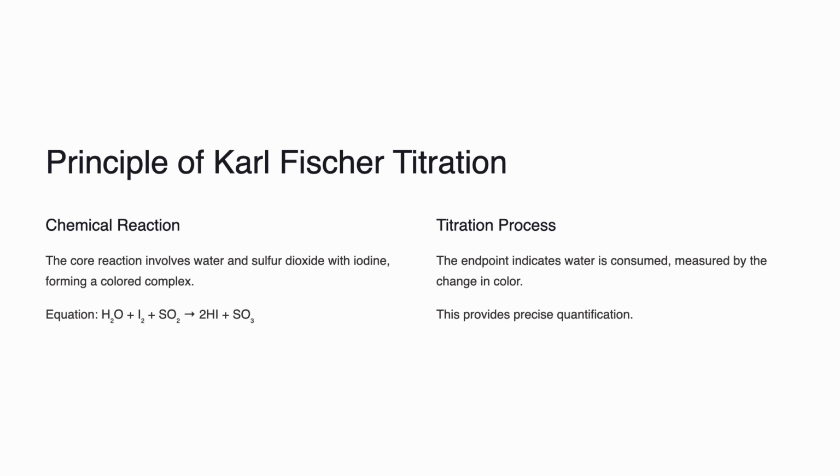Here the major reaction takes place between water and iodine in the presence of SO2 to give us 2HI plus SO3. Here the stoichiometric ratio of iodine and water is taken as 1:1, and the side reaction involved is H2O plus I2 plus SO3 giving us 2HI plus H2SO4. The amount of iodine which is consumed helps us determine the amount of water present.